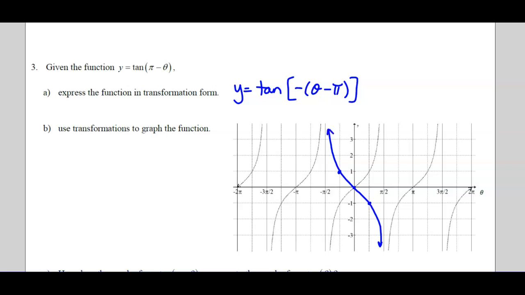Then this reflected pi goes to negative pi. 3/4 goes to negative 3/4, etc. So you'll see that basically within each set of asymptotes, it's reflected as well. You kind of think about it that way.